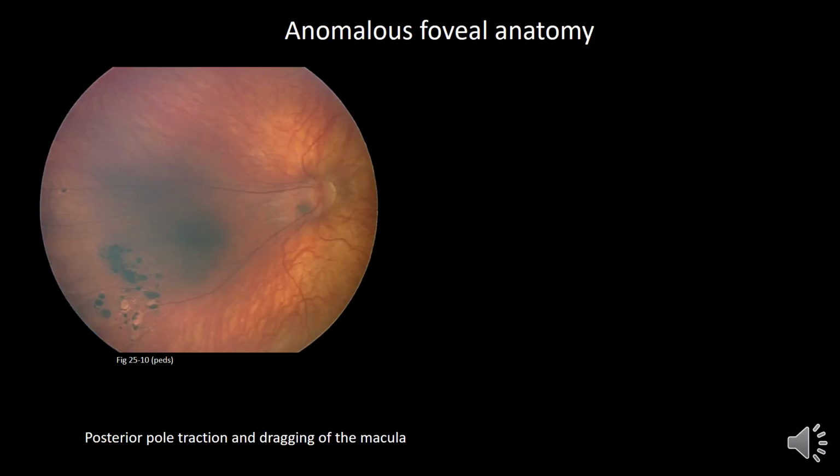Here we see anomalous foveal anatomy. Normally, the fovea is located here at the location of the X. However, with the cicatricial changes that occur in ROP, the fovea may be dragged temporally, as is seen here. This has consequences, since when there is macular dragging, the fovea moves temporally, causing a large angle kappa between the visual axis, seen here in green, and the pupillary axis in red. This gives us the angle kappa.